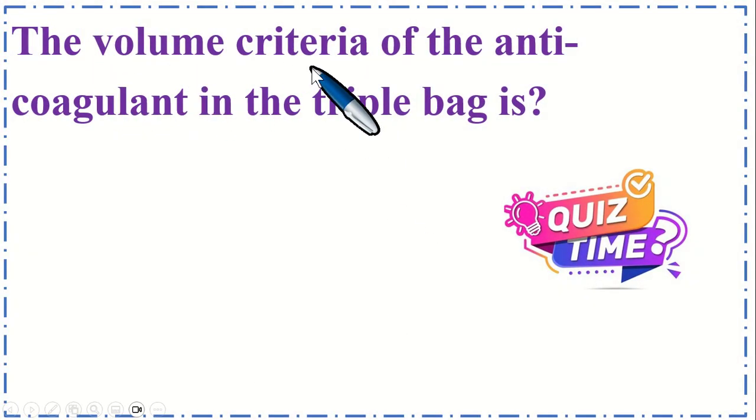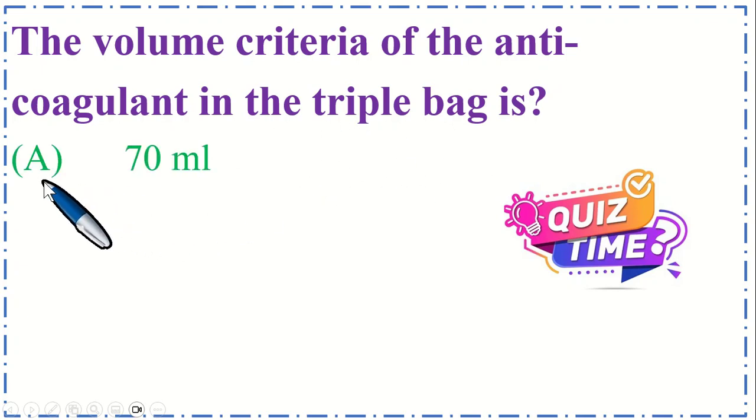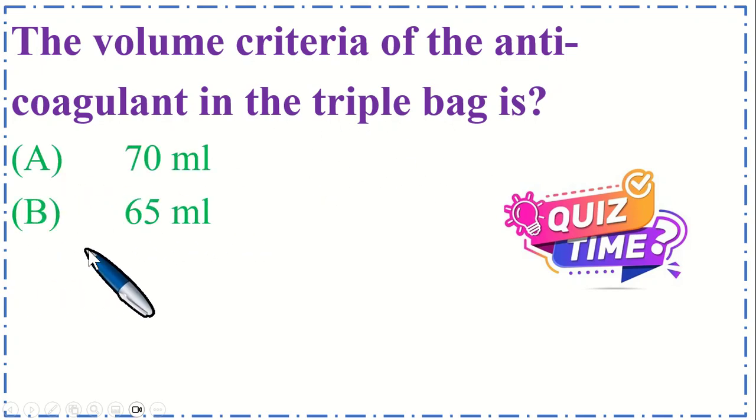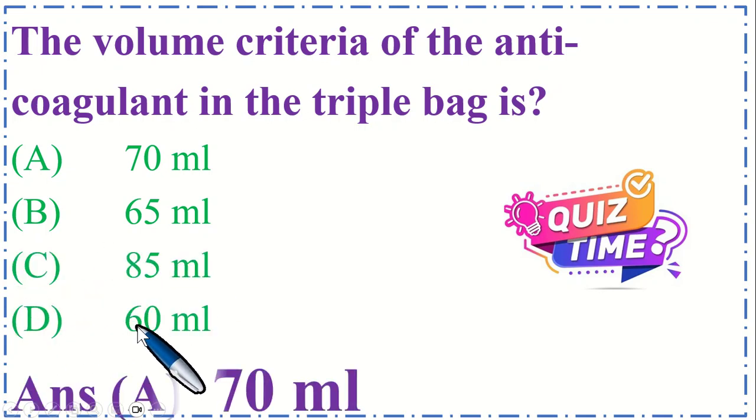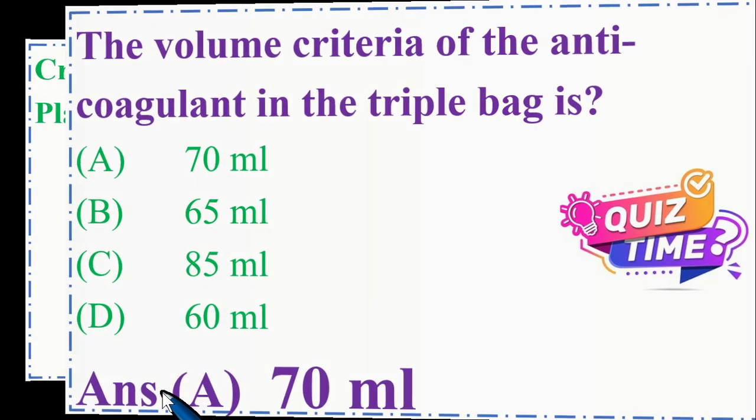The volume criteria of the anticoagulant in the triple bag is option A 70 ml, B 65 ml, C 85 ml, and option D 60 ml. So the correct option is A 70 ml.